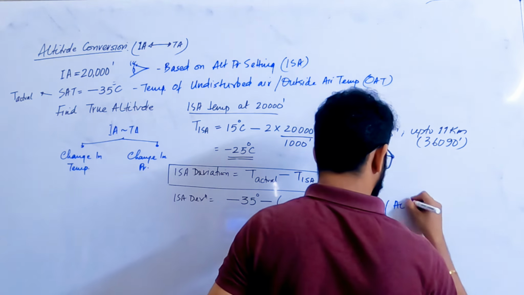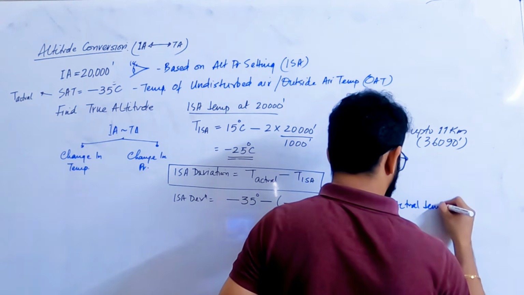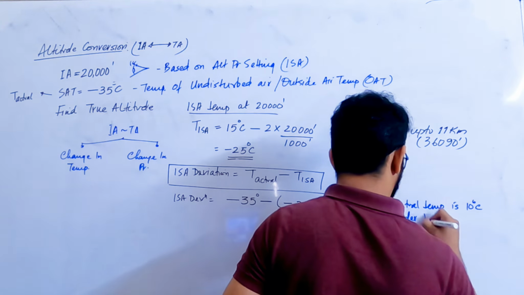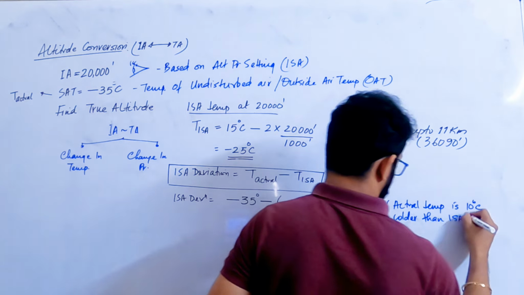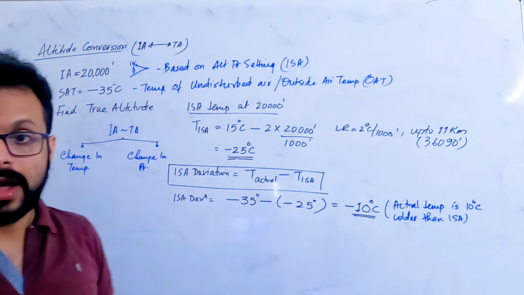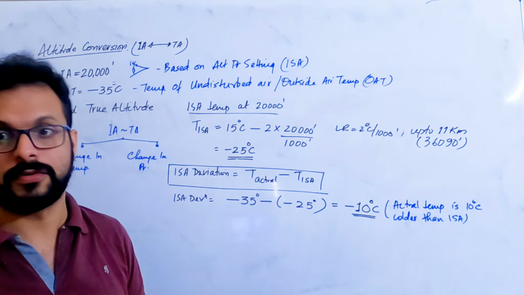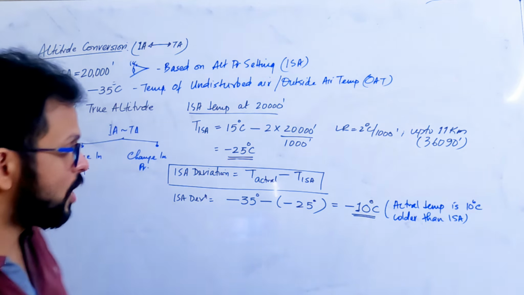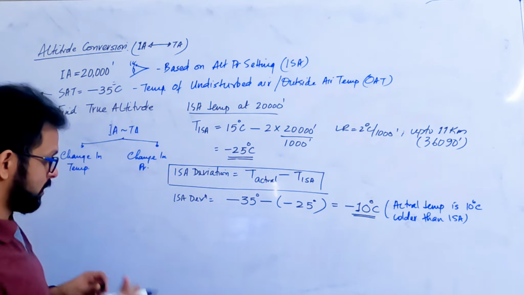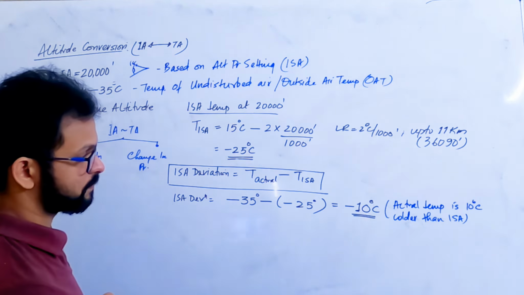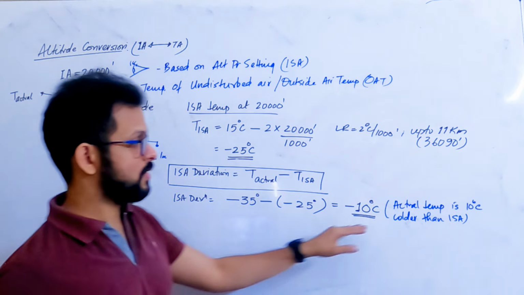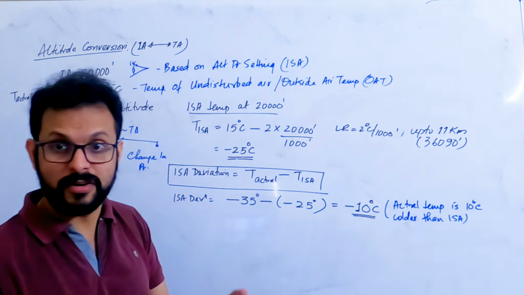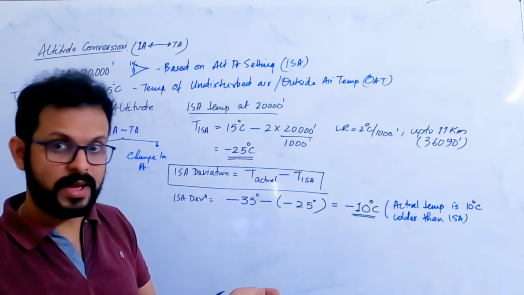So the actual temperature is 10 degrees Celsius colder than ISA. Is that part clear? And this is one of the reasons for the error. So how we cater for this is that you see, the error is because of this 10 degrees Celsius temperature difference between the actual value and the ISA value.